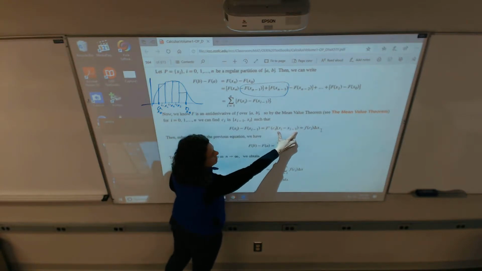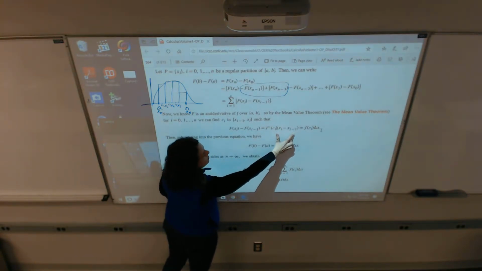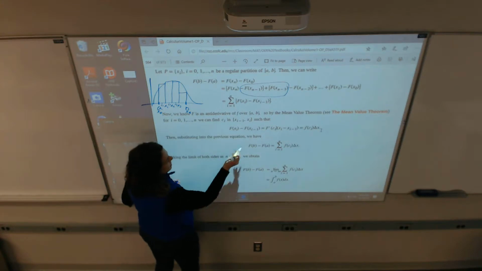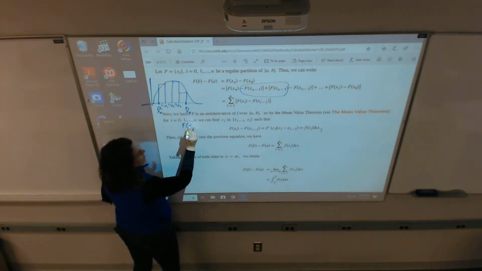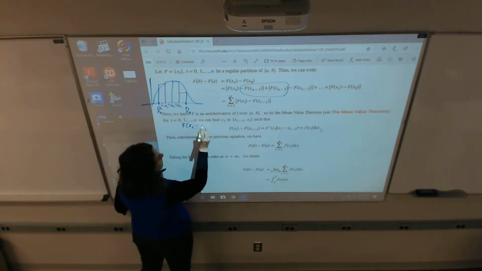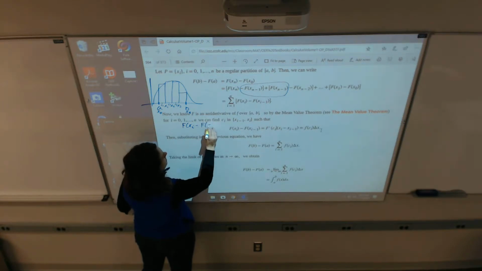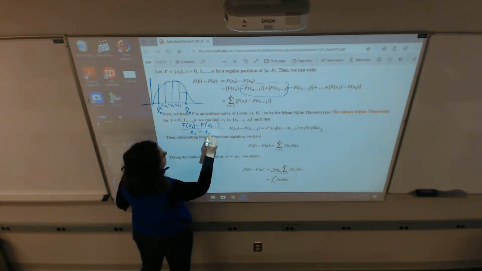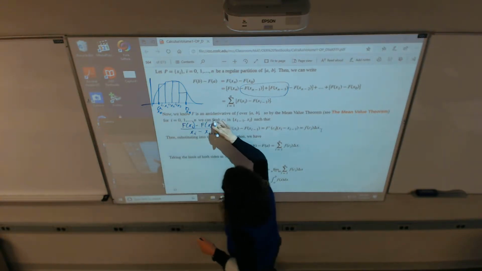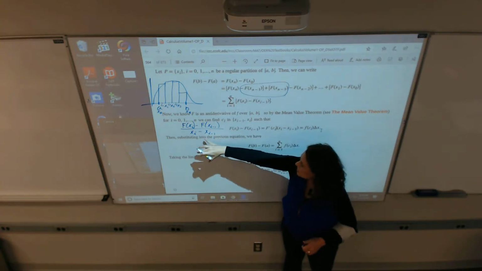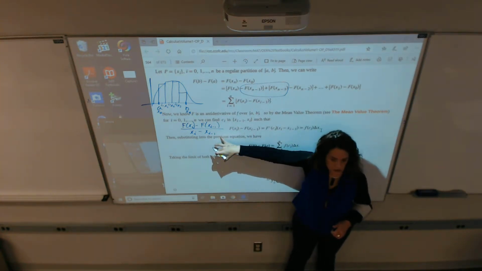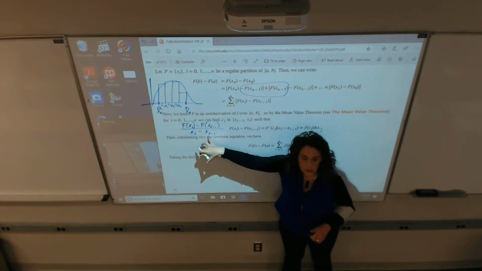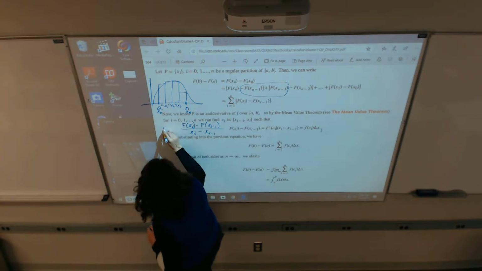This, of course, is the difference in the two x values. Normally it would be underneath this part. So normally we would have F of x sub i minus F of x sub i minus 1 over x sub i minus x sub i minus 1. This is the change in the y values. This is the change in the x values. This is the slope of the secant line, right? This is the slope of the secant line.